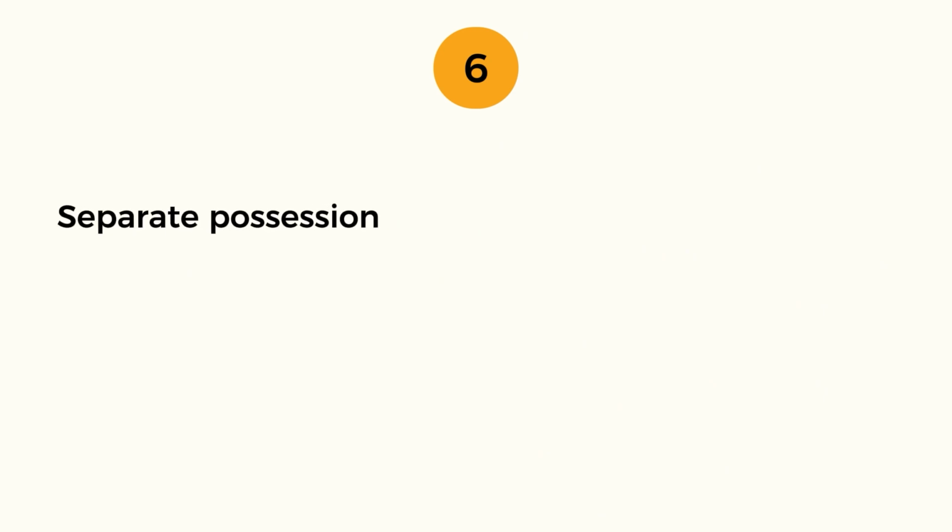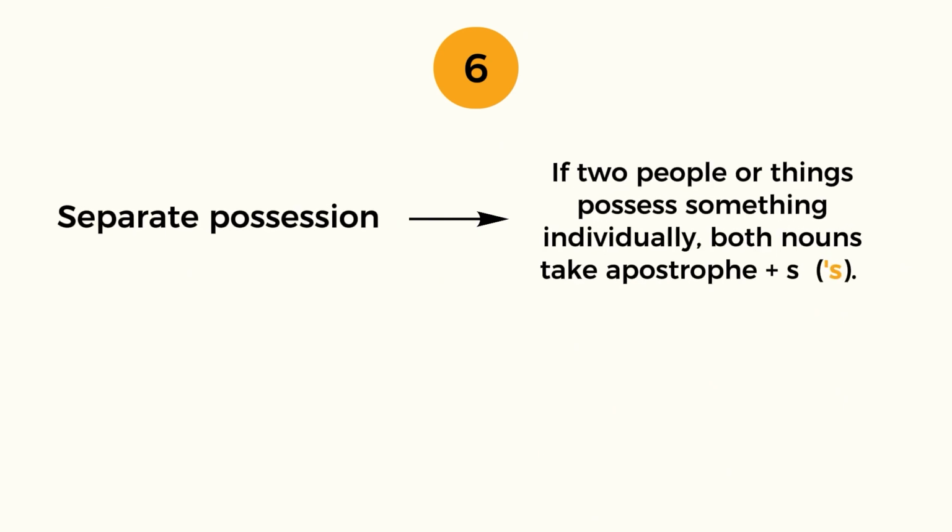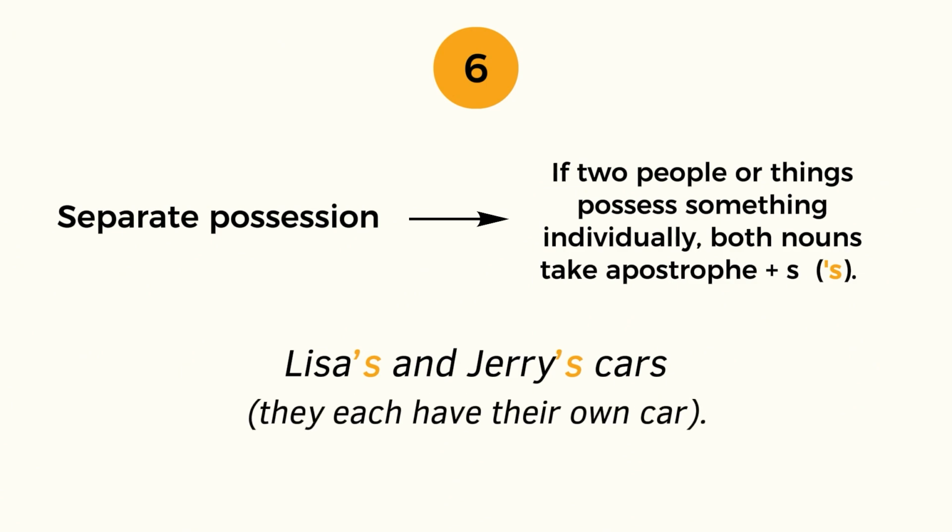6. Separate possession. If 2 people or things possess something individually, both nouns take apostrophe and s. Lisa's and Jerry's cars. They each have their own car.